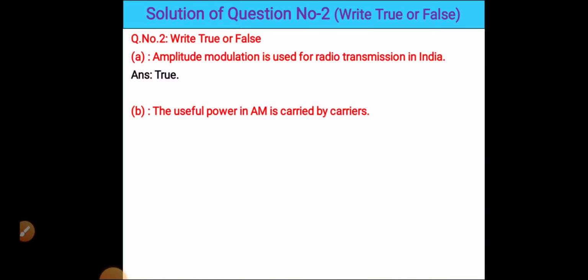The useful power in AM is carried by carriers. So this statement is false. The useful power is carried in sidebands only. Dipole is a type of radiator. Yes, dipole radiates the energy, so that's why it is called the radiator. So this answer is true.